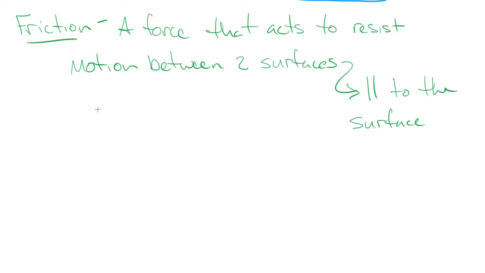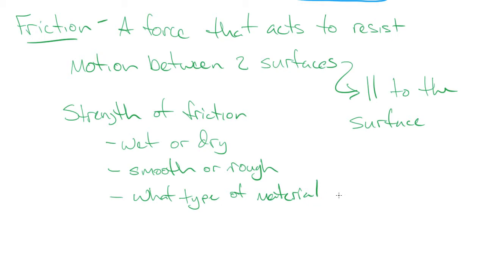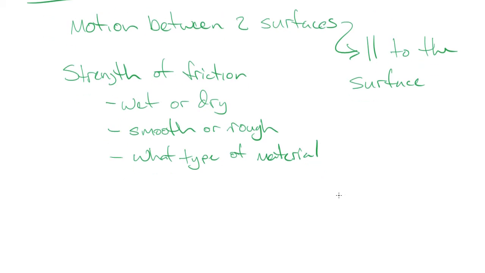All right, so the strength of friction depends on a few things. It depends on the surfaces that are in contact. So you can imagine that things like, is the surface wet or dry? That's important. Is the surface smooth or rough? And it also depends on the type of material. All right, so these are ways that you can affect friction.